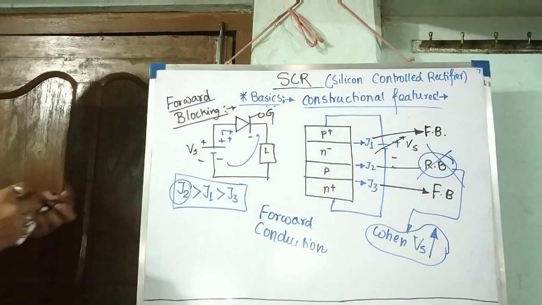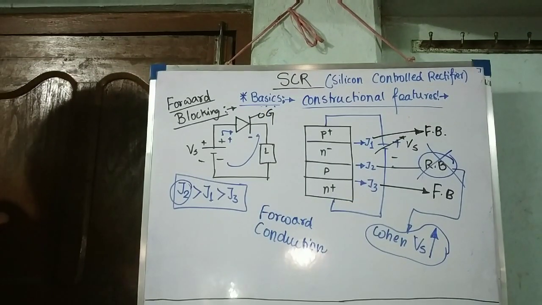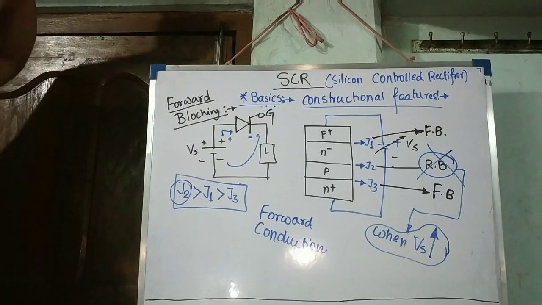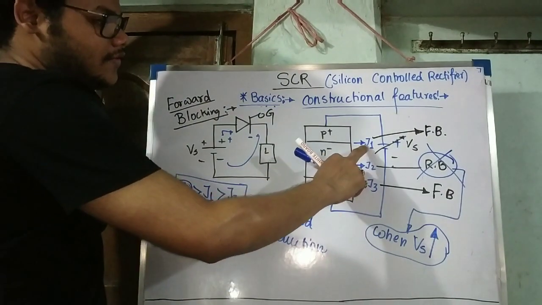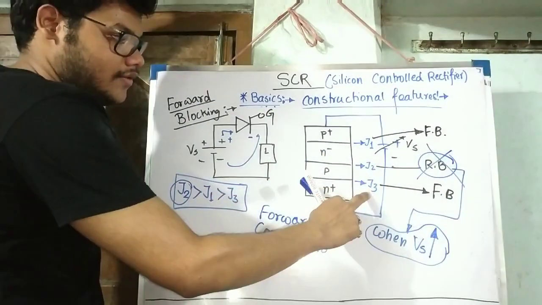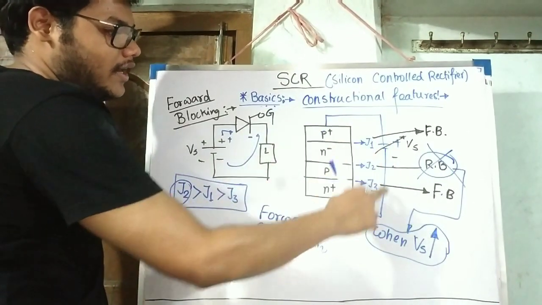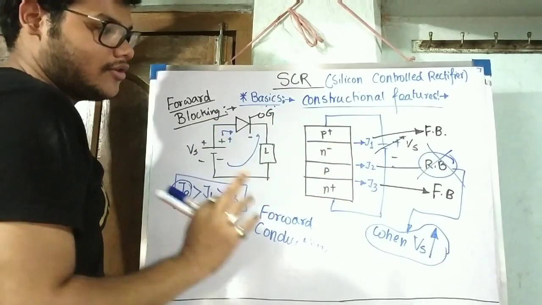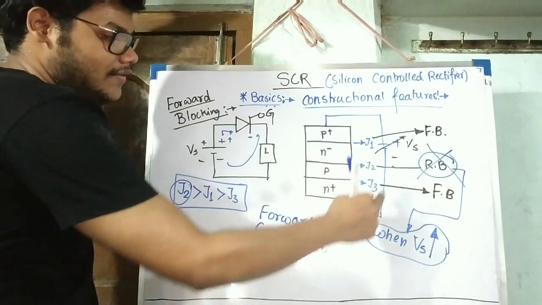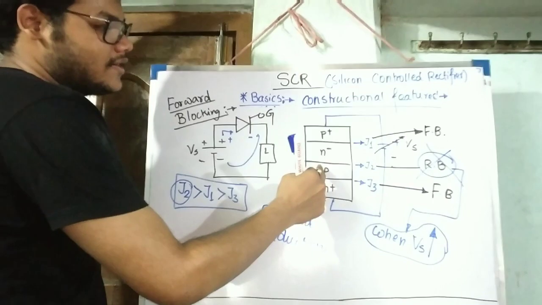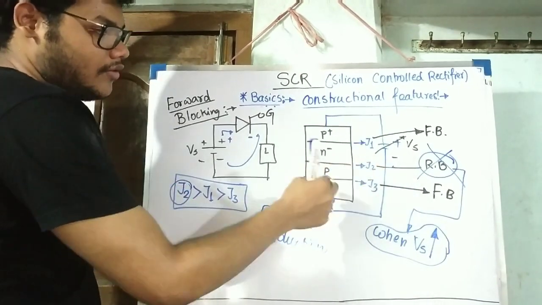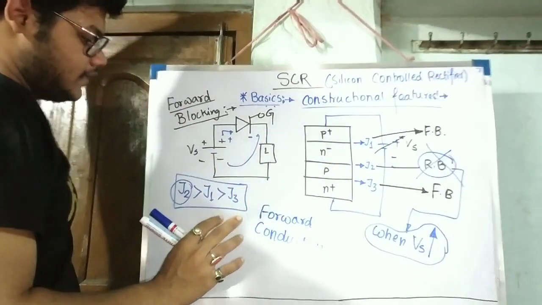Okay, forward conduction. So in forward blocking state, what are the things happening? This J1 junction is in forward bias, this is also in forward bias, but J2 is in reverse bias. See, the plus is connected to the P, the negative is connected to the N, so J1 is forward biased. Similarly, negative is connected to the N and this is connected to the P, so this is forward bias, but the J2 junction is in reverse bias.